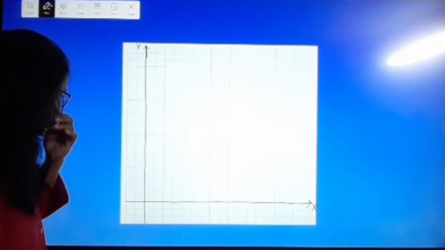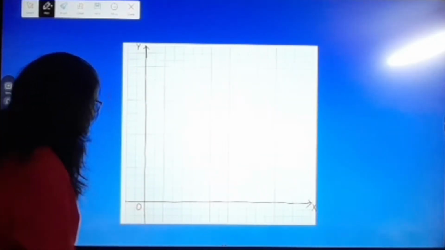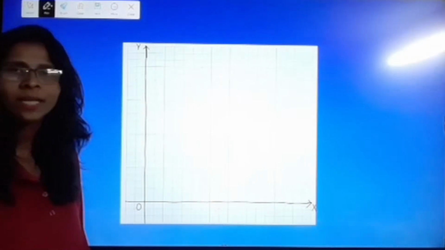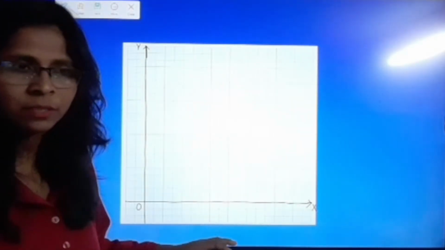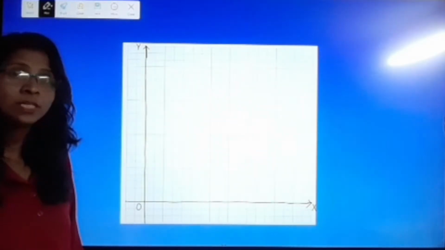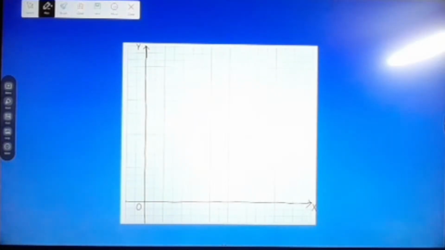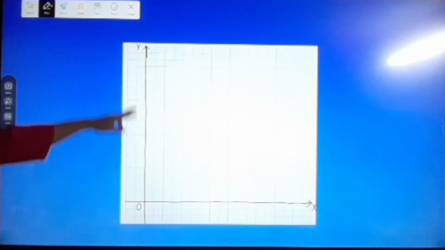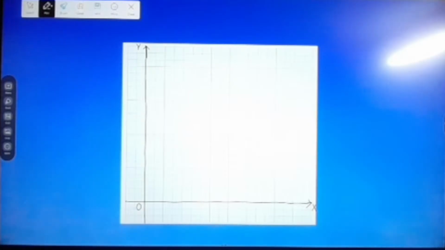Okay, now this is the origin, that is 0. I write down the 0 here. Now here students, see that these are the x-axis and y-axis. Now you will be able to see clearly that this is the x-axis, this is the y-axis students. And this one is the origin.